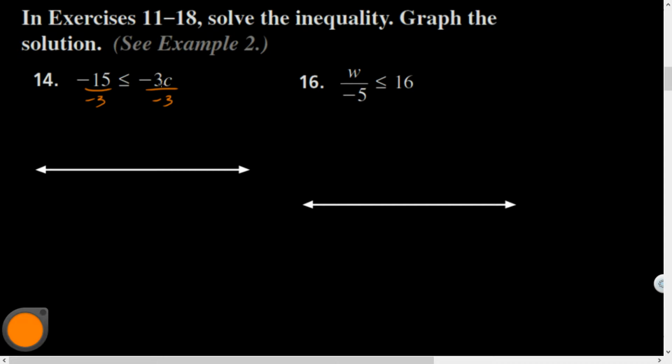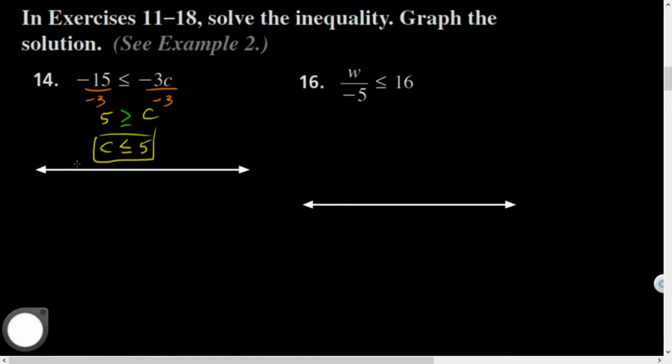So to get c by itself, the inverse of multiplying by negative 3 is dividing. Negative divided by negative is positive 5. I divided by a negative. Wait a minute. Flip it. I'll even write that in a different color so we remember. I didn't have to flip the other one on the last problem, though. And the negatives cancel out, the 3's cancel out, I'm left with c. And if 5 is greater than or equal to c, that means c is less than or equal to 5 when I rewrite that in that sequence.